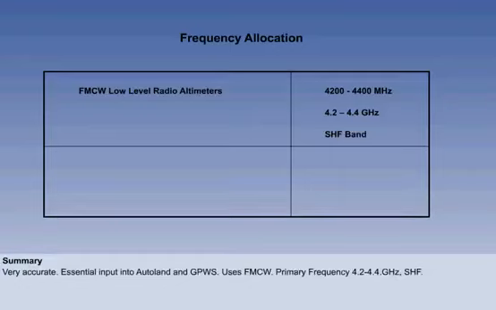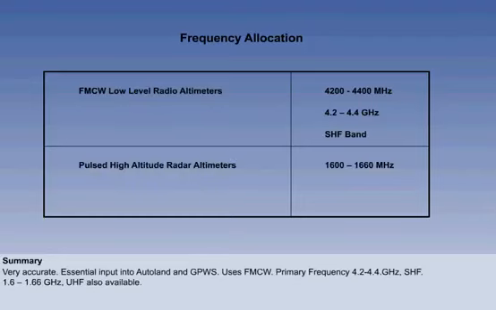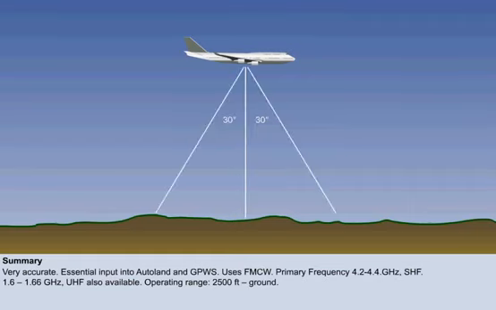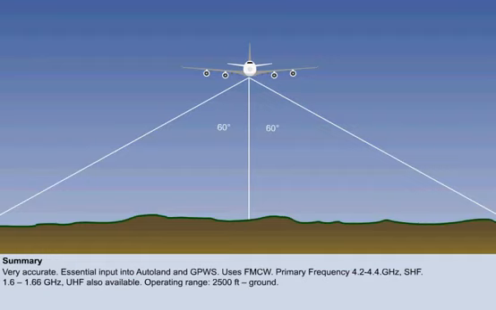A secondary frequency band, which is only used by high-level pulsed radars, is from 1600 to 1660 MHz, also known as 1.6 to 1.66 GHz. This is in the ultra-high frequency or UHF band. The radio altimeter has an operating range of from 2,500 feet to the ground. The beam is cone-shaped with a longitudinal beam width of 30 degrees either side of vertical and a lateral beam width of 60 degrees either side of vertical. This gives an operating pitch limit of 30 degrees and an operating bank limit of 60 degrees.